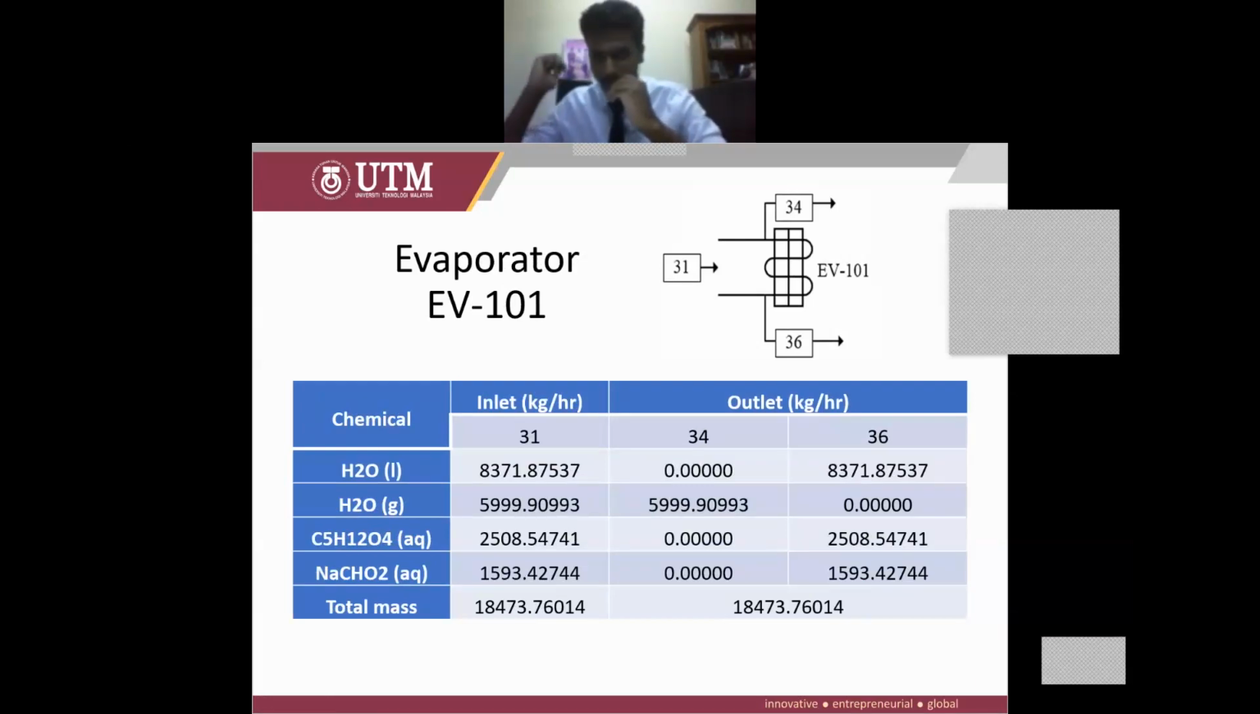For evaporator EV101, 41.75% of water is separated as vapor state.